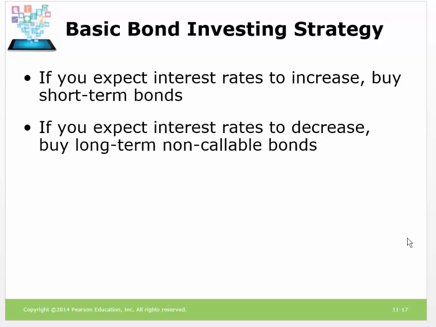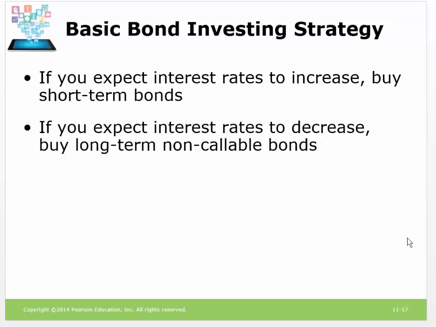what you should do is first determine what you think about interest rates, because how interest rates go is going to determine what type of bond investment you might want to invest in. So if you think interest rates are going to go up, you should buy shorter term bonds. They're going to be less likely impacted by that increase in interest rates. If you think they're going to decrease, then you should buy longer term but non-callable bonds, so that ultimately you don't lose your investment if interest rates decline too far.